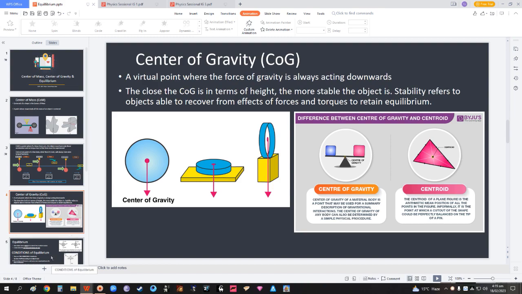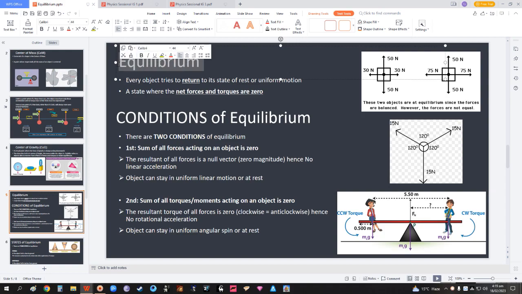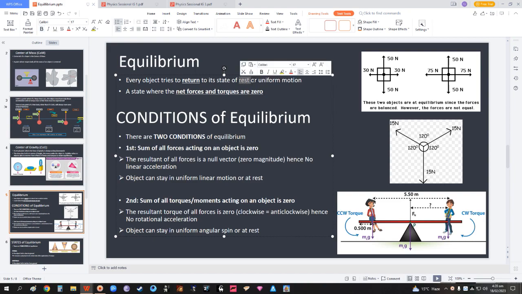So now let's look into the idea of this stability. We use a term known as equilibrium. Now equilibrium is a state in which the object, if disturbed, will try to revert back to its original condition, which may be of rest or uniform motion, right? Now, when do we say we have attained equilibrium? When there is no net force or no net torque acting on a body, right?